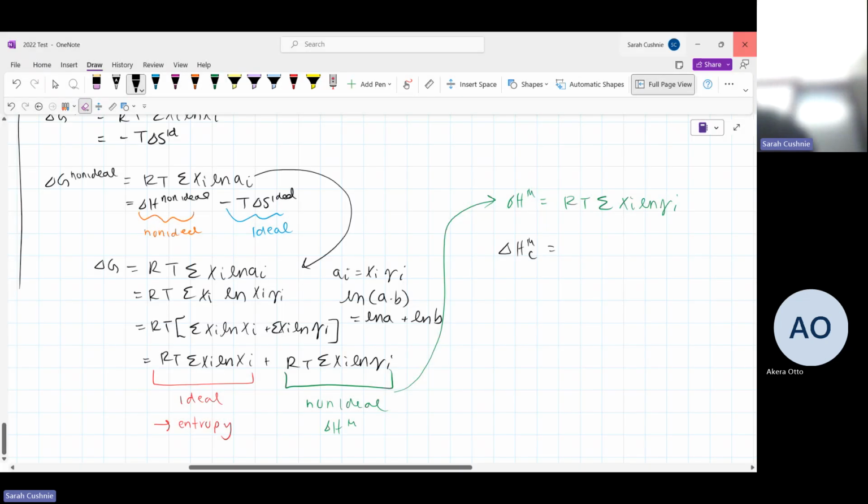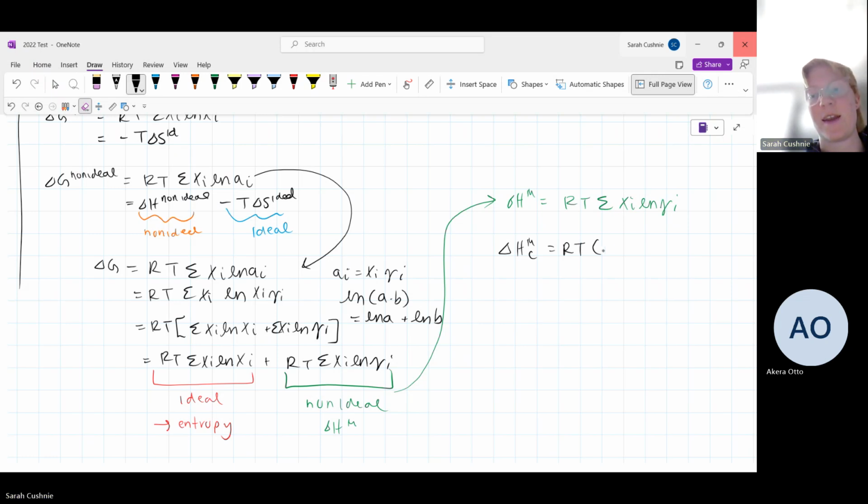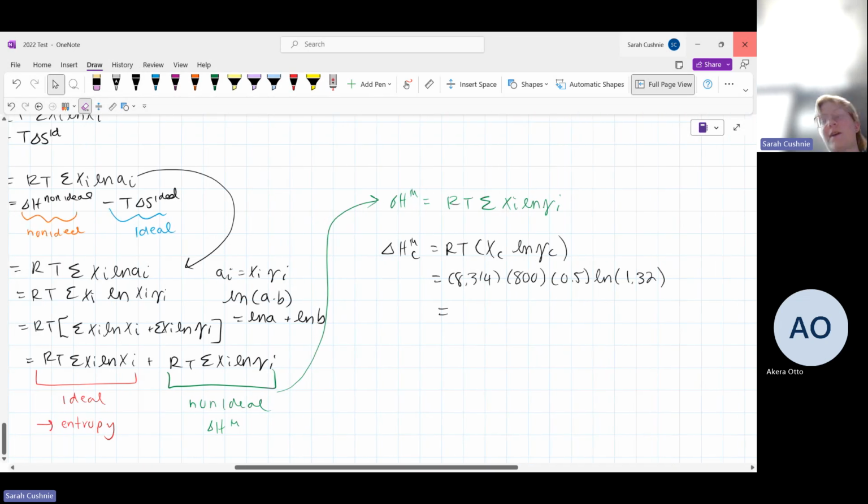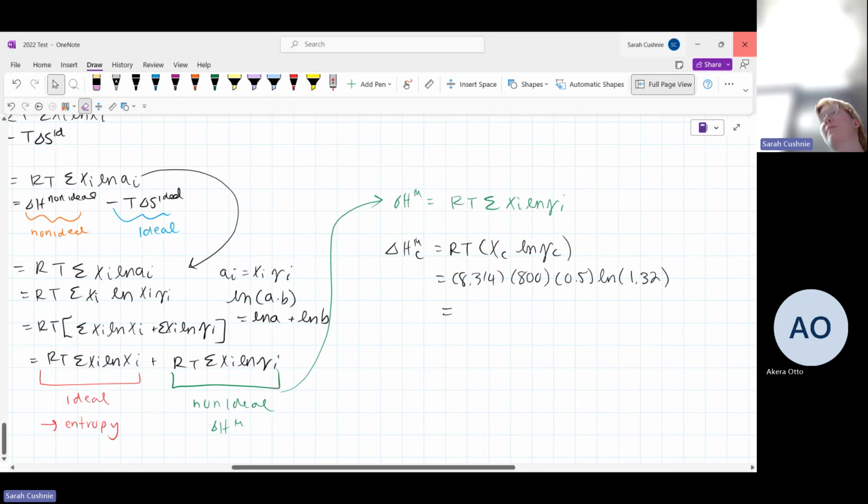Aha. Okay, so we can say the delta H of mixing for the cadmium is just going to be RT, then XC ln gamma C, which would be 8.314 times 800 times 0.5 ln, I think it was like 1.32, whatever we define, and that should give you the exact same answer. So that's another way of looking at it: if you want to take a more equation-based, more mathematical approach, both of these solutions give you the same answer, the same idea. It's just whether you're a graphy person or a numbers equation person or whatever you're feeling like on the day.